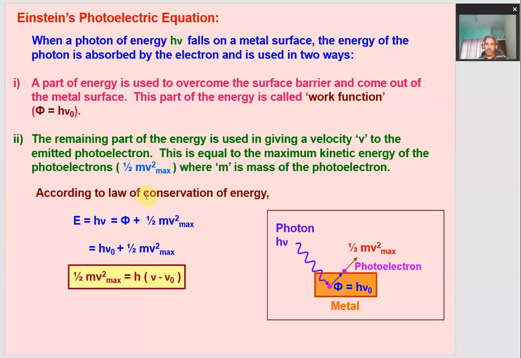So according to the law of conservation of energy, total energy will be the same. Before, the total energy was h nu, and after, it is used in two ways. In the first part, it is used to overcome the work function, and the remaining part becomes the kinetic energy of the electron. Therefore, the total energy carried by each photon is given by the work function of the metal surface plus the kinetic energy given to the electron.